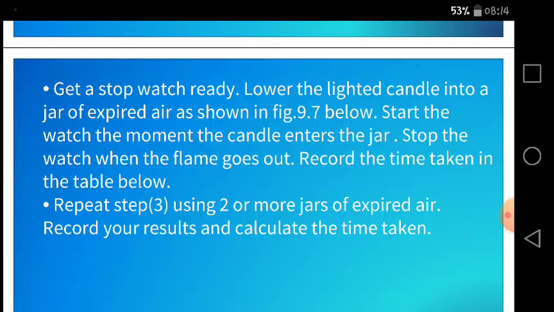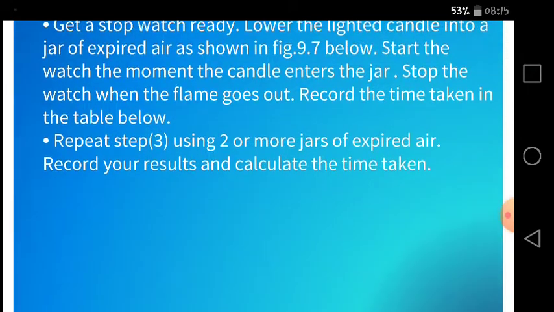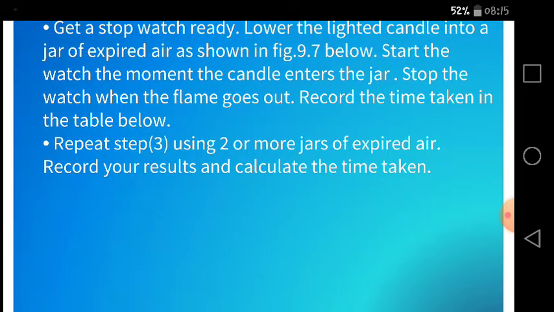Stop the watch when the flame goes out. Record the time taken in the table below. Repeat step 3 using 2 or more jars of expired air, record your results and calculate the time taken. In this way we will be able to investigate that the oxygen present in the exhaled air is less than in the inhaled air.